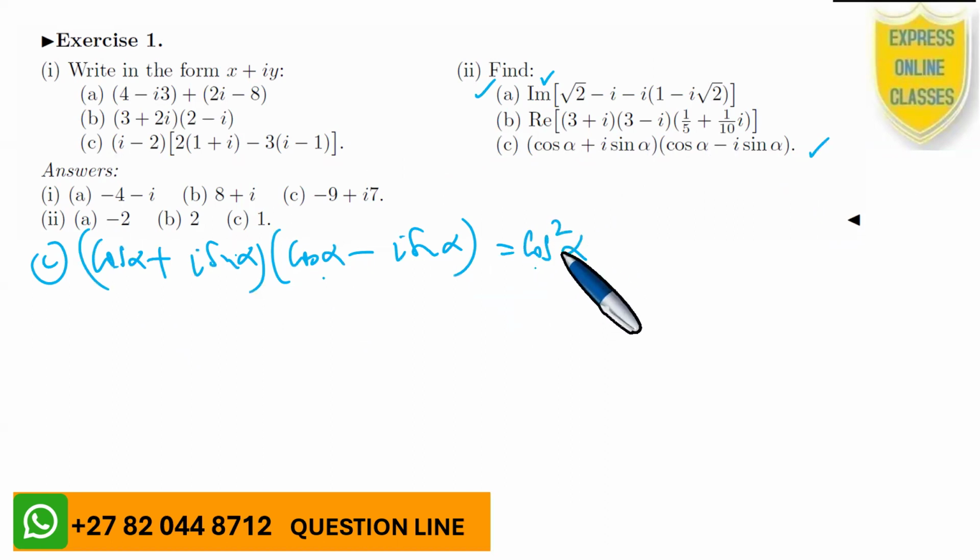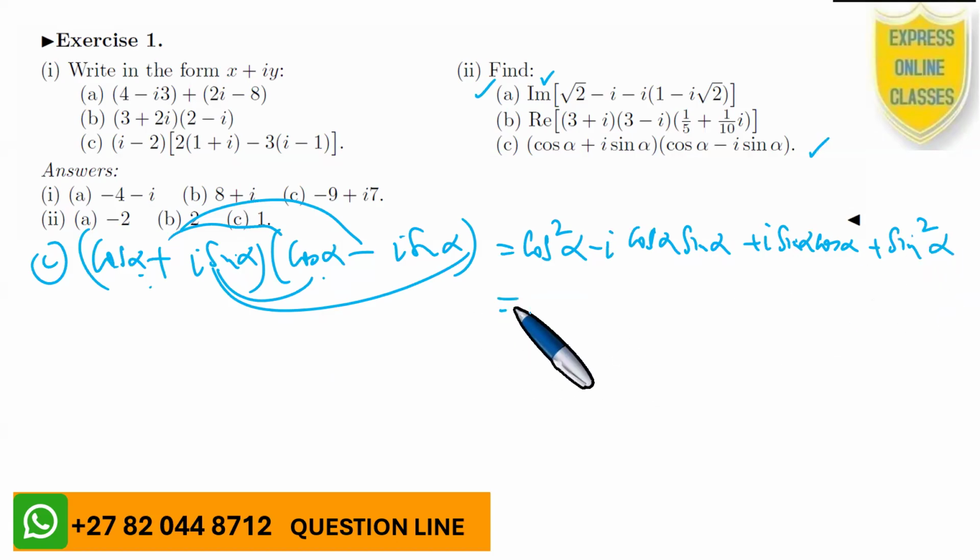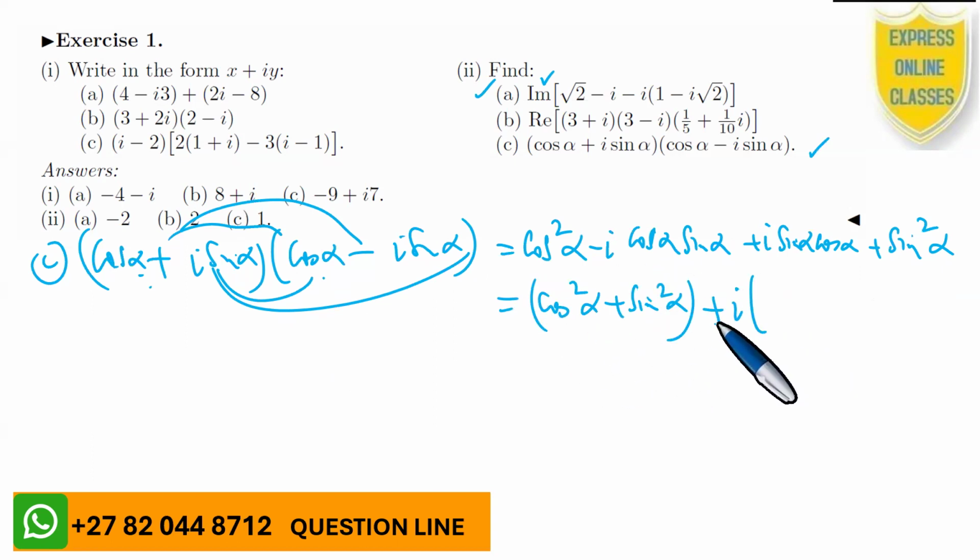cosine times cosine is cosine squared alpha. Cosine alpha and minus i is minus i cosine alpha sine alpha, plus i sine alpha cosine alpha, plus sine squared alpha. Cosine squared alpha plus sine squared alpha, we group the real parts. Pull out i, then you have a minus, but these things just cancel out anyway. We know that cosine squared plus sine squared is 1. So the result becomes a 1 there.